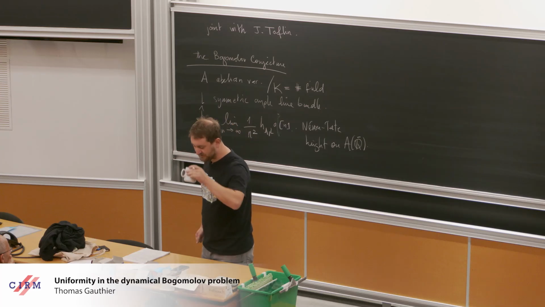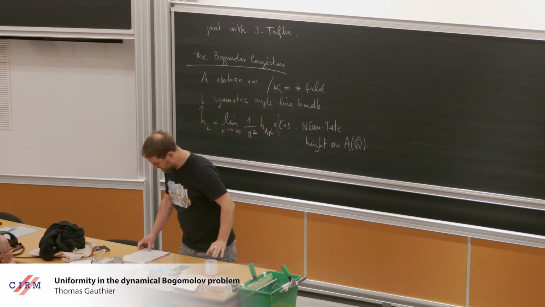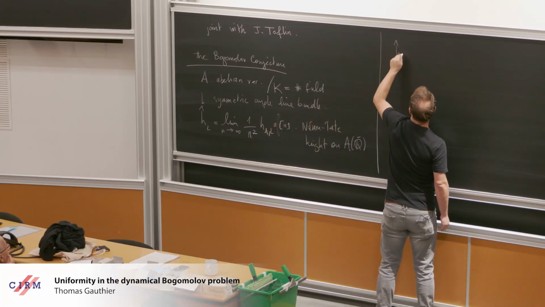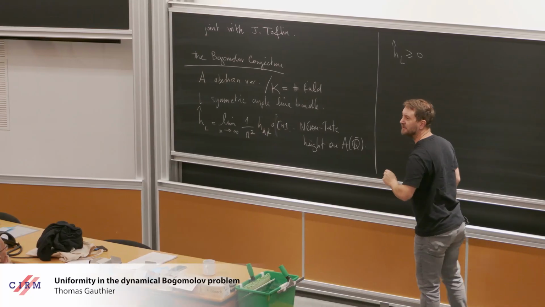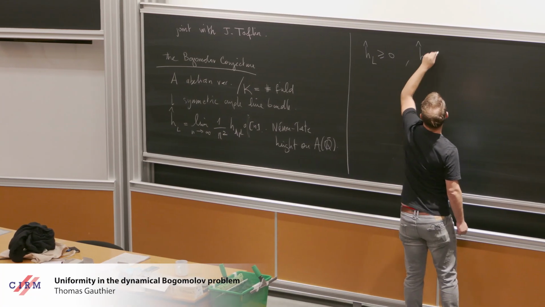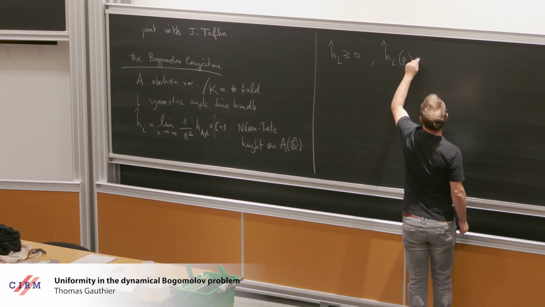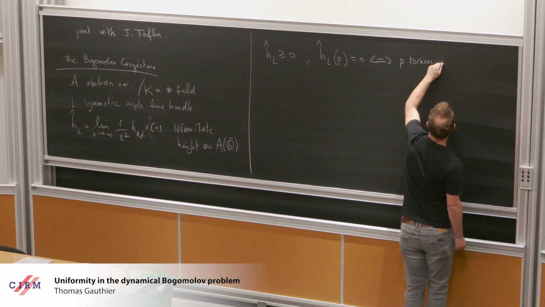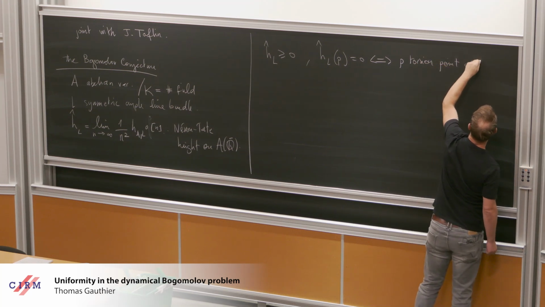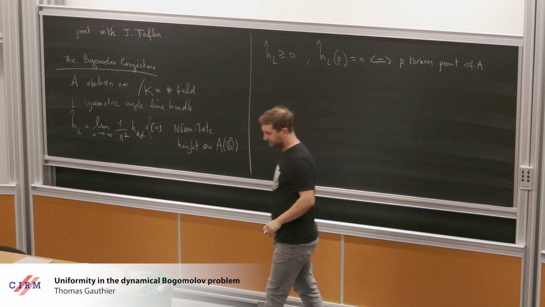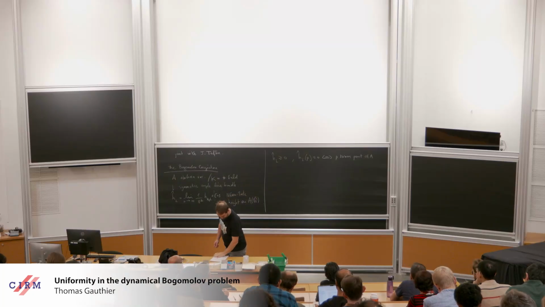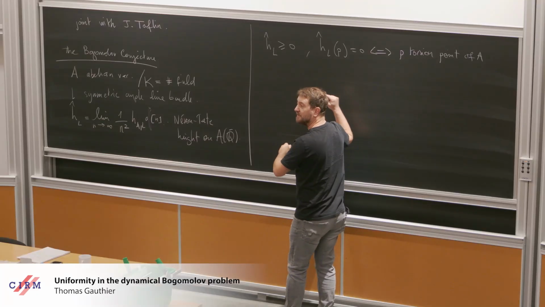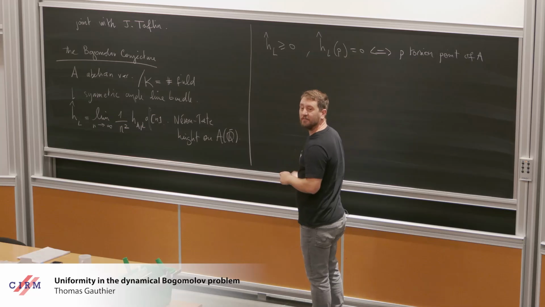Okay, so this height has a certain number of properties. The first one is that it takes non-negative values, and at a point P, it takes value 0 if and only if P is torsion. And so the Bogomolov conjecture is about higher dimensional subvarieties which satisfy somehow this property.